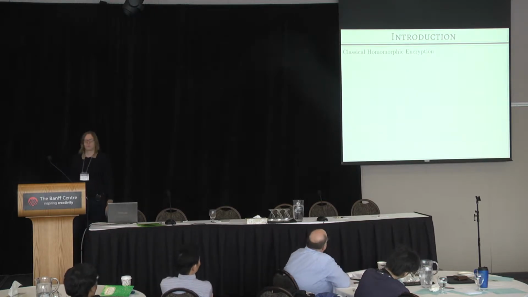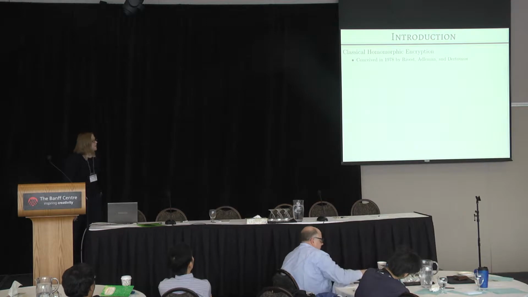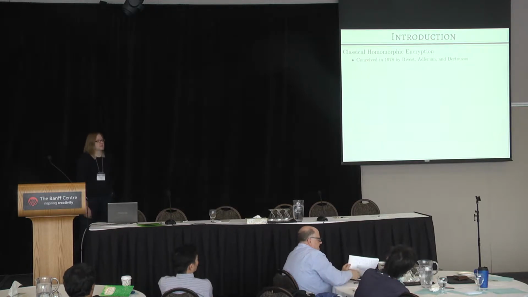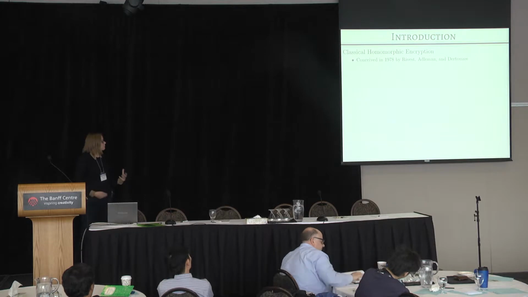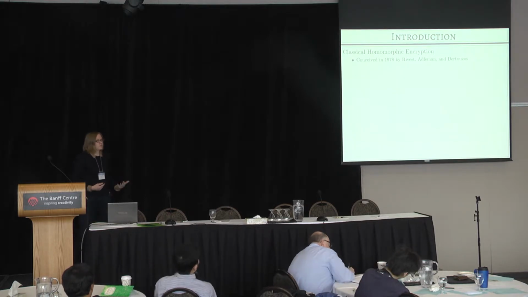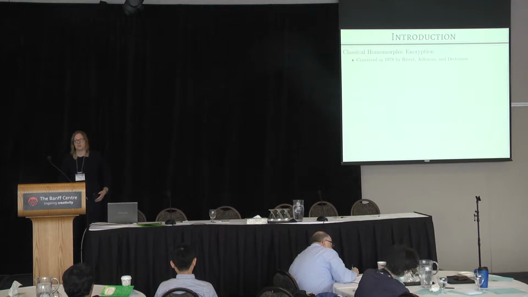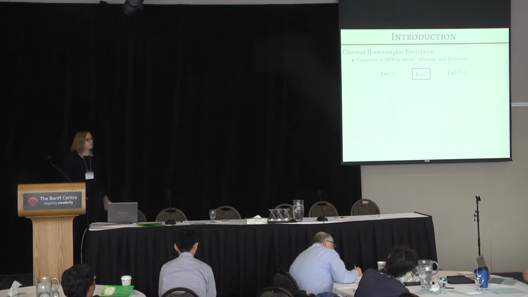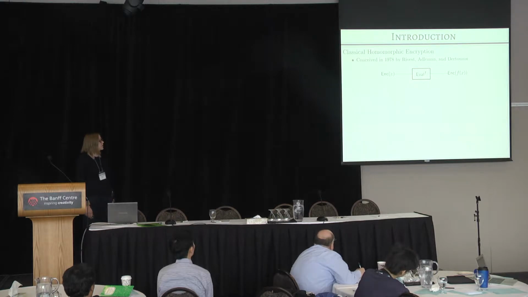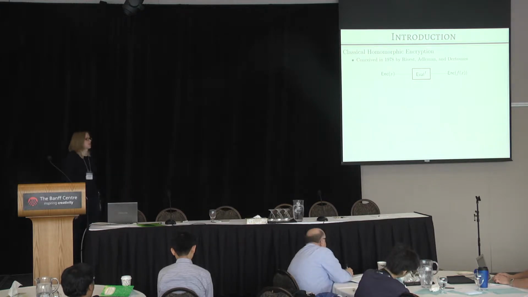Classical homomorphic encryption was proposed in 1978 by Rivest, Adleman, and Dertouzos. And it's a cryptographic primitive which when it was first proposed, it wasn't even clear if it was possible because it asks for something that seems like it would be very difficult to achieve. We want some way of encrypting a classical message x so that some other party can evaluate a function f on x without being able to decrypt x. So given an encryption of x, someone should be able to turn that into an encryption of f of x without actually being able to learn anything about the message x.